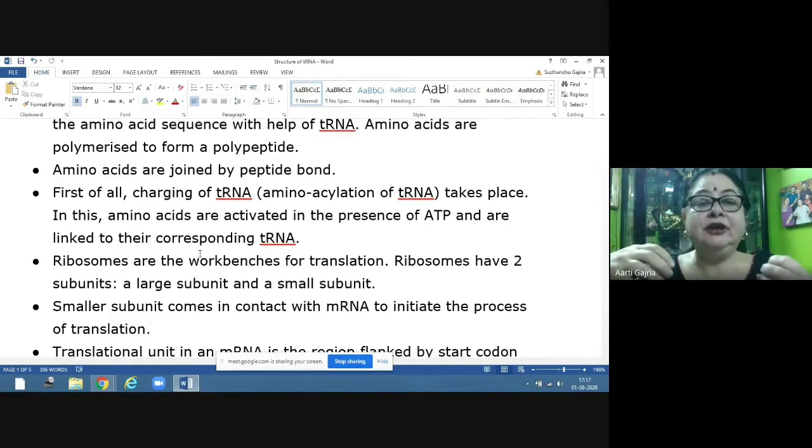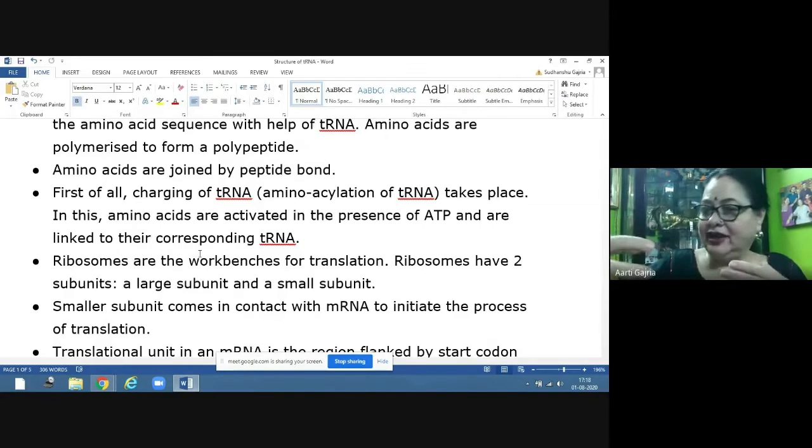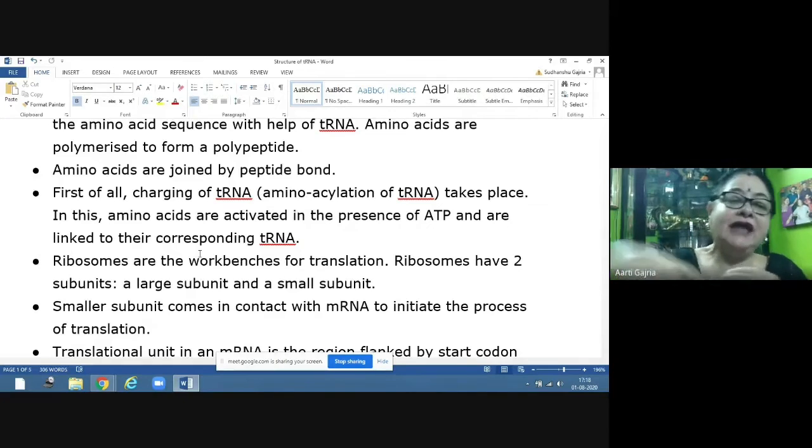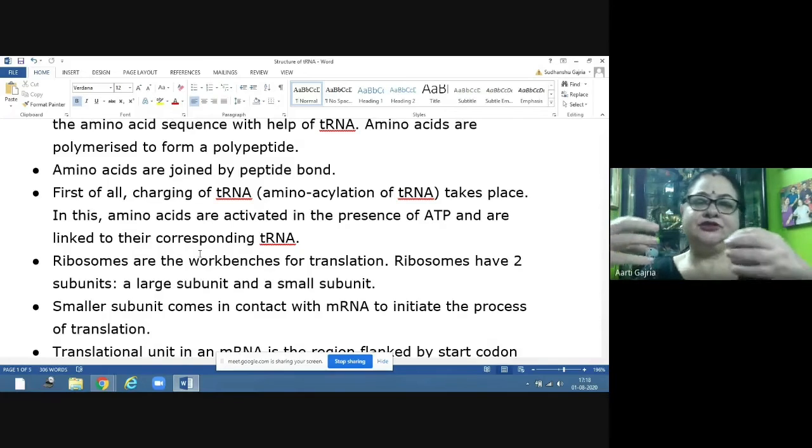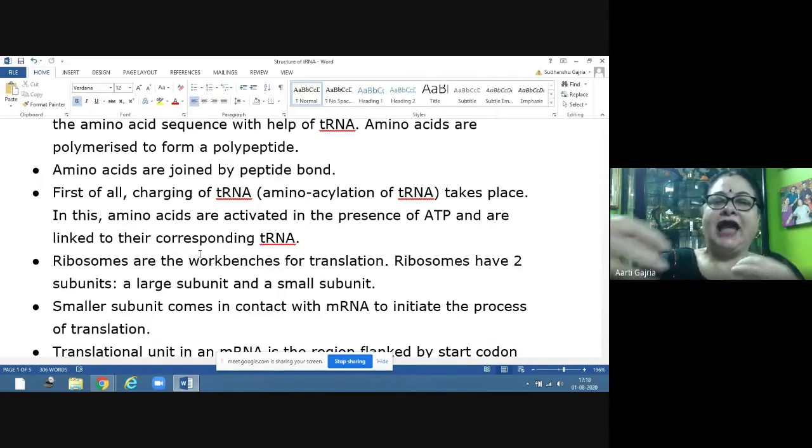So what will happen? The amino acids get activated, and they will take the energy from the ATP, and they will link to the corresponding transfer RNA. So the specific amino acid will come and join the transfer RNA. This is called charging of transfer RNA. Amino acylation takes place. The amino acid will come and join the transfer RNA as per the anticodon present on the transfer RNA.